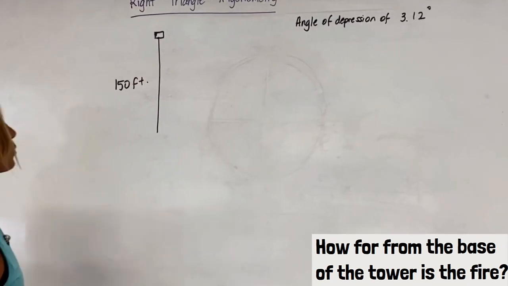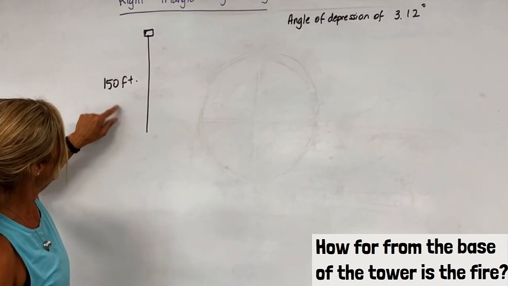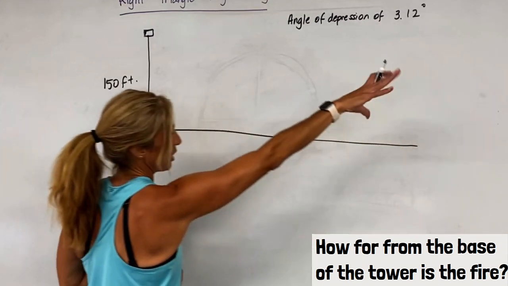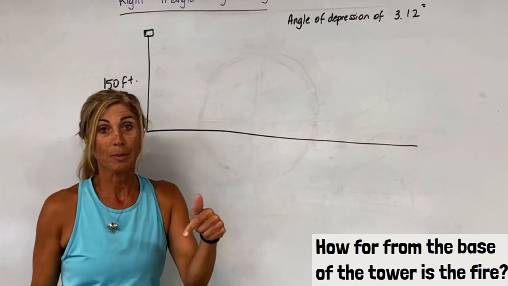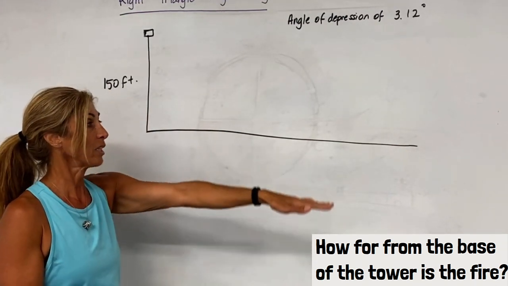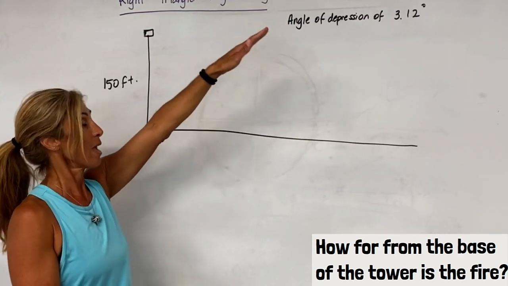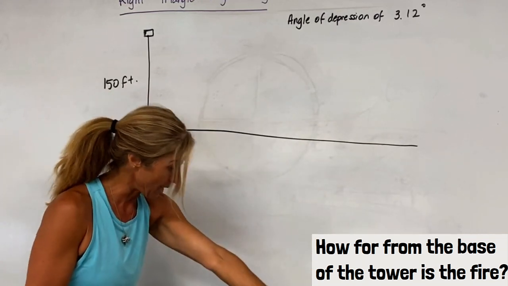Now the question is, where does that angle of depression go? We've got our height of the tower. We know that the fire is somewhere out here. So the angle of depression, recall, we talked about this in our last video, angle of elevation is from what I'm looking at, looking up. Angle of depression is from where I would look out in front, looking down.